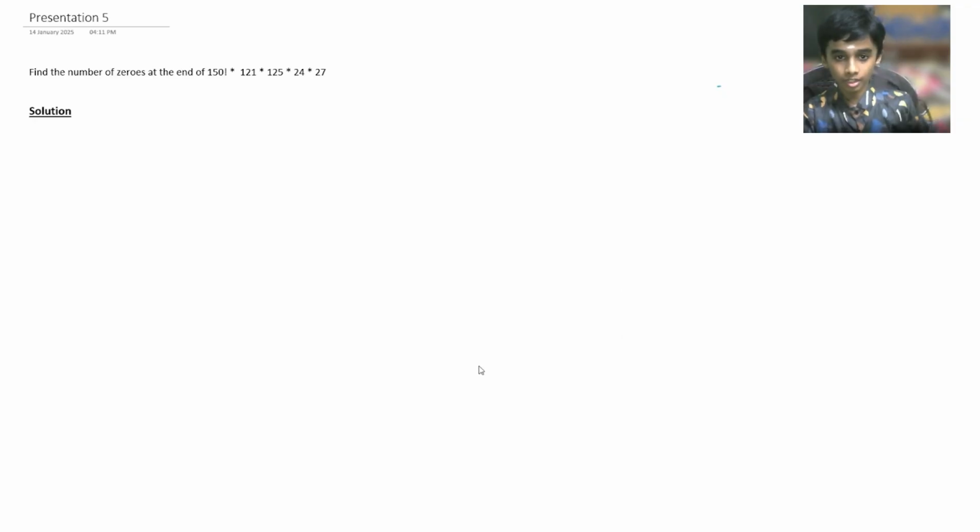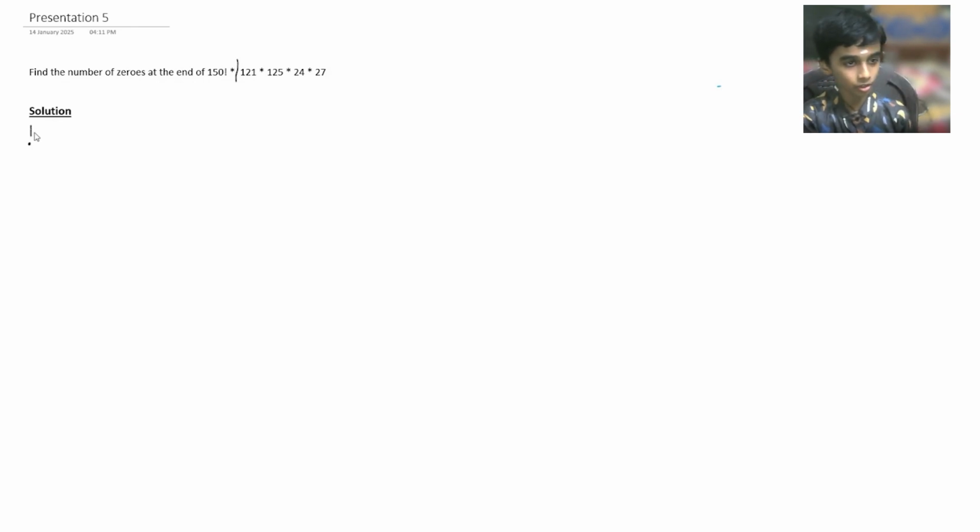My name is Advait Sriram and I am studying in 4th grade. Today I am going to present a problem from SuMON. It says, find the number of zeros at the end of 150 factorial times 121 times 125 times 24 times 27. Here I am going to divide this problem into two parts, 150 factorial and 121 times 125 times 24 times 27. The solution. First, let me give a short introduction to what a factorial is.